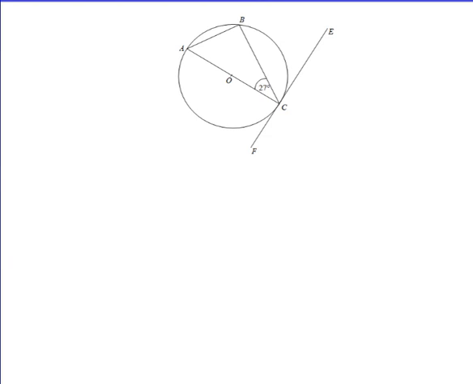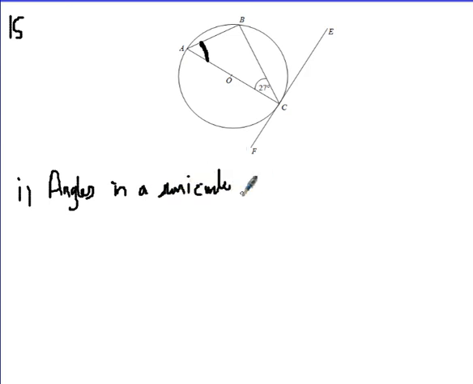Question 15. Calculate the size of angle BAC. So we're looking for this angle in here. This is 15I. Size of angle BAC. Right, so angles in a semicircle equal 90 degrees, so that implies, because this is a semicircle, that ABC is 90 degrees.